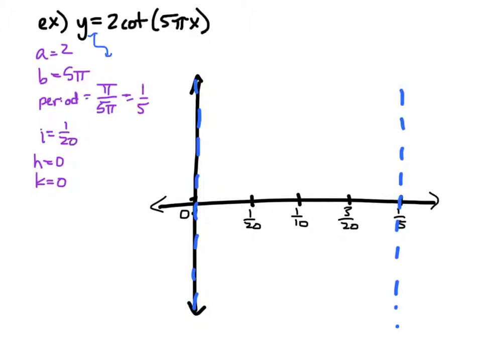The graph didn't shift up or down, so I can just use my a of 2 to see that it's going to go here to 2 and negative 2. And then with these 3 points in the middle, I just make a decreasing function. So I hit top point at 1/20th, 2, middle point at 1/10th, 0, 3/20ths, negative 2, and I've got my cotangent function.